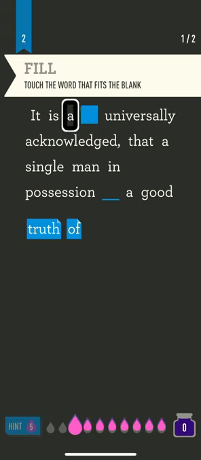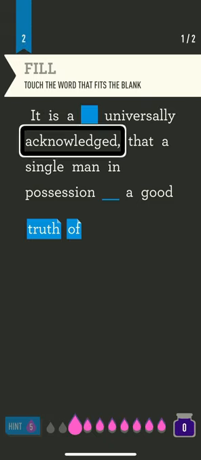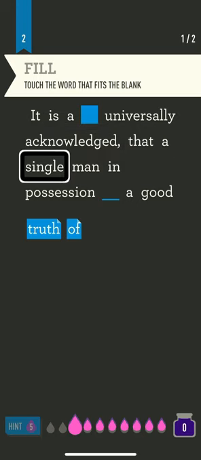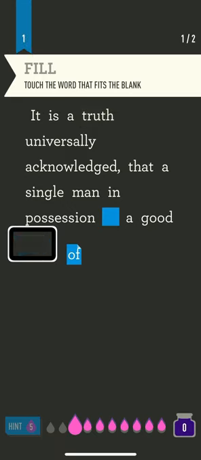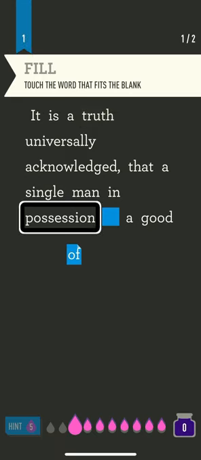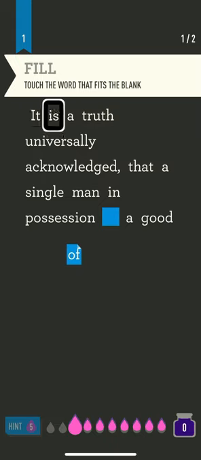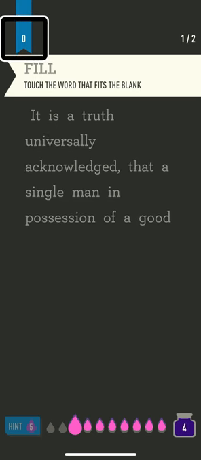It is a blank selected, universally acknowledged that a single man in possession blank, a good of. Fill. It is a truth universally acknowledged that a single man in possession blank selected, a good of.